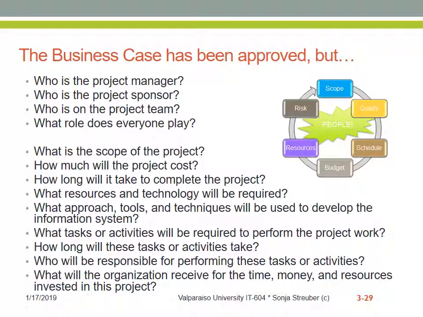Here you see only some of the questions that the executive team will be asking themselves once the business case has been approved. Most specifically, who will be the project manager, namely the person who the executive team trusts with the execution of the project? Who will be the project sponsor, that is, the person who has final financial responsibility for the project? Who will be on the project team? And what role will everybody play? Finally, what will be the specifics of the project in terms of schedule, in terms of scope, first of all, in terms of budget, in terms of approach and techniques, and all of these specifics.